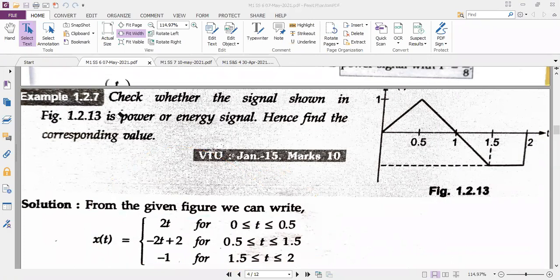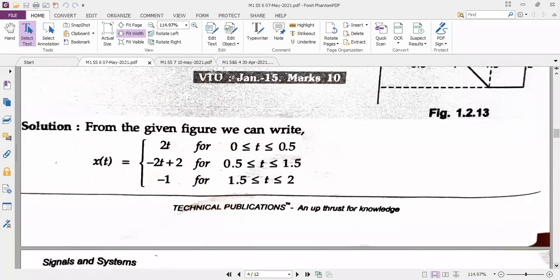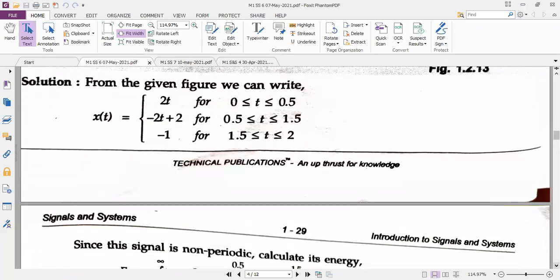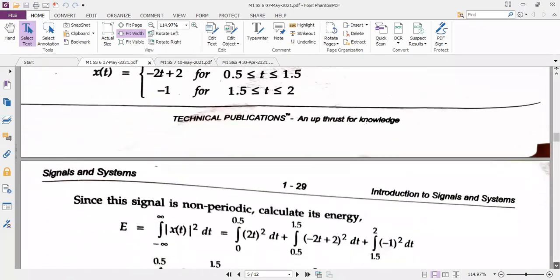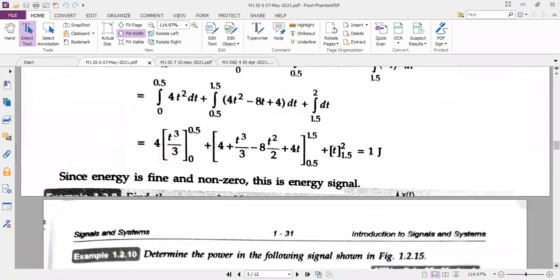Have you people solved this, completed this problem? Yes, ma'am. What is the answer? E is equal to 1 joule, ma'am. Very good. E is equal to 1 joule. So you should write the condition: E is between 0 and infinity. So definitely it is an energy signal. So like that you have to conclude it.